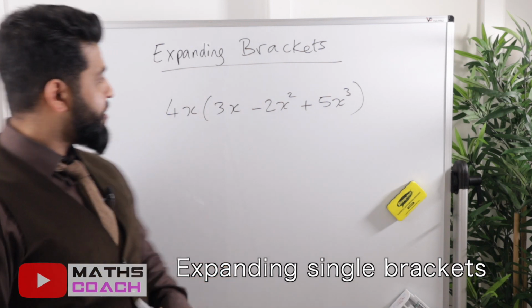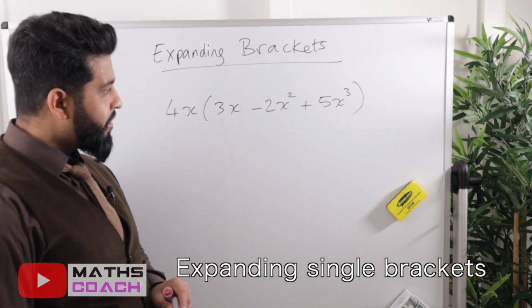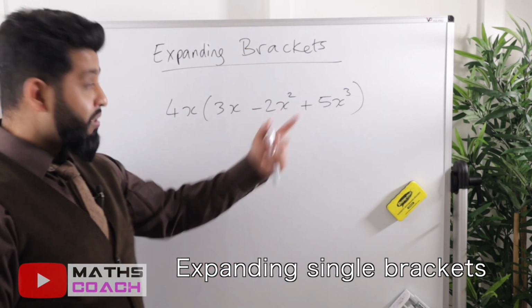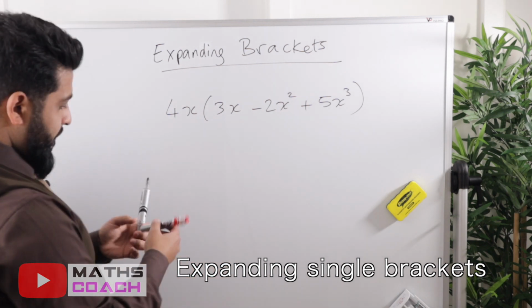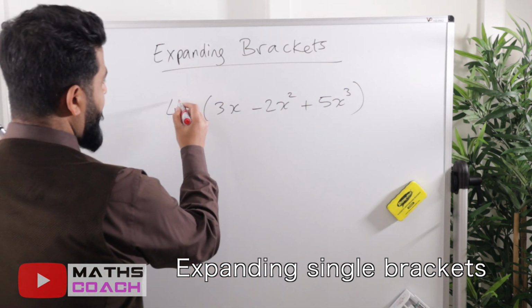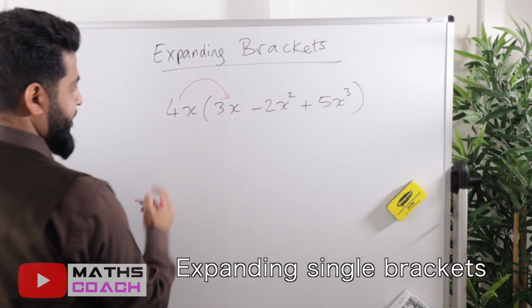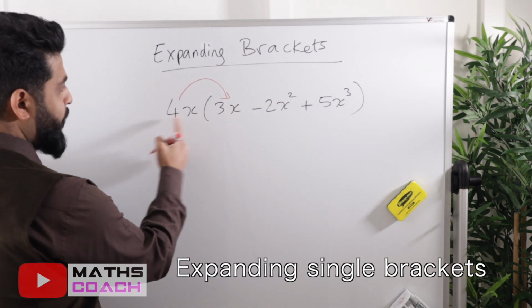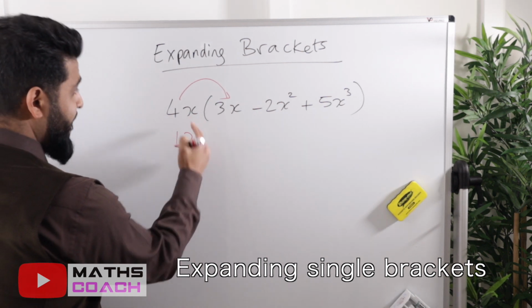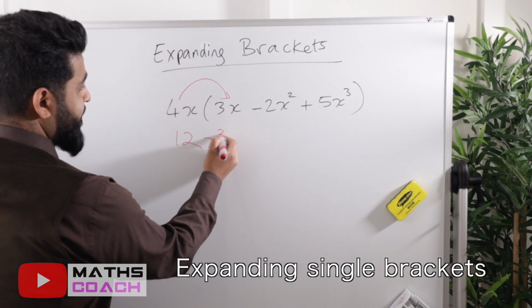Now on to our next example. The bracket is much larger this time. There are more terms and also there are some powers that you have to deal with. So let's begin this one. Again, 4x times by 3x. 4 times by the 3 gives us 12. x times x gives us x squared.